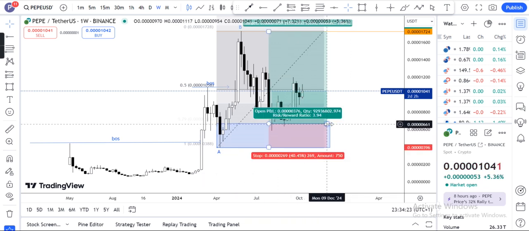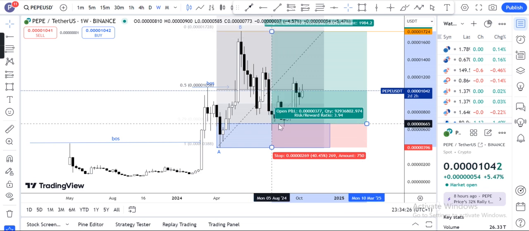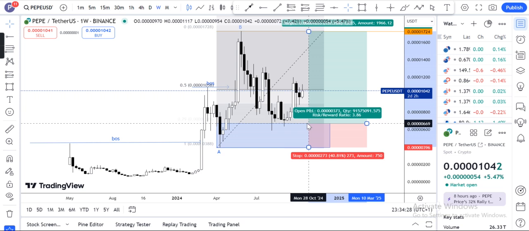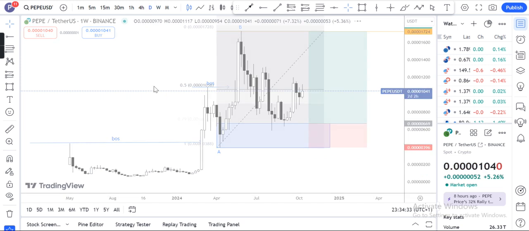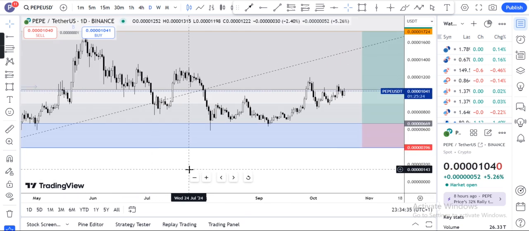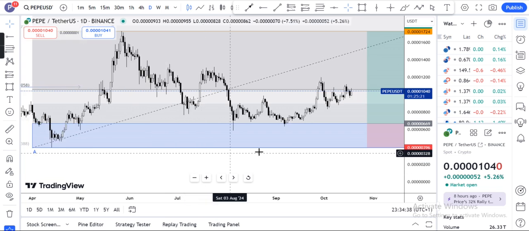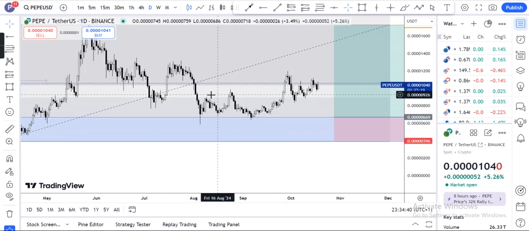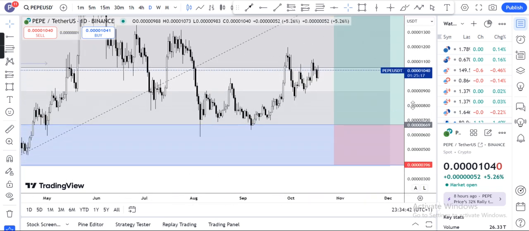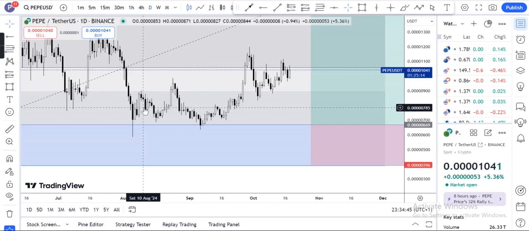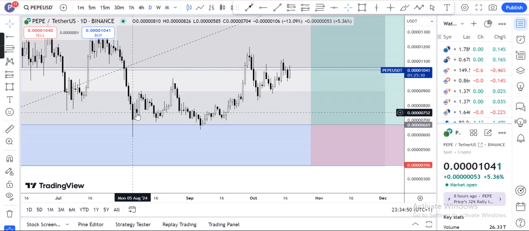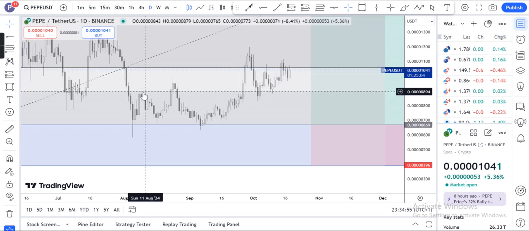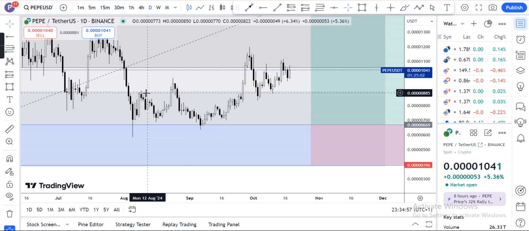So now, that being the case, we will just extend things so we can come down to the smaller time frame and analyze something. Now, on the smaller time frame, what can we clearly see? We can clearly see that the market tapped into our 0.79 level, and then it gave us a break of structure on the daily time frame.